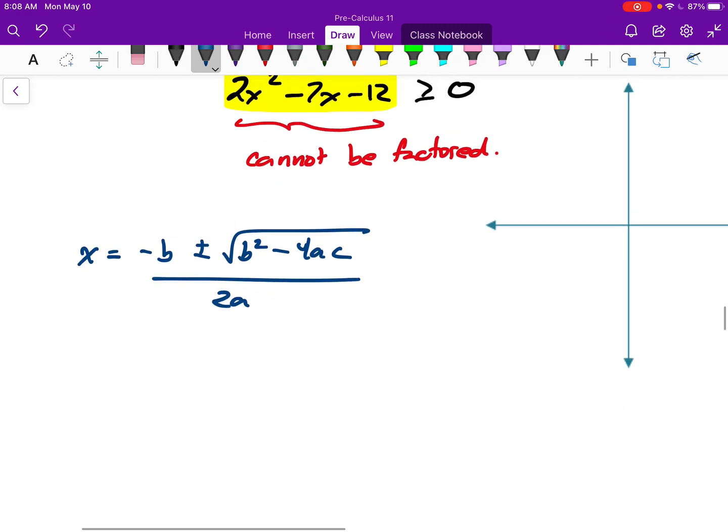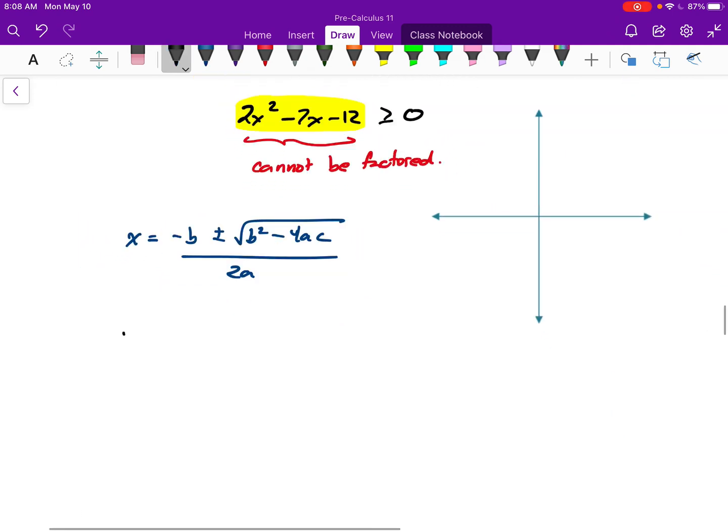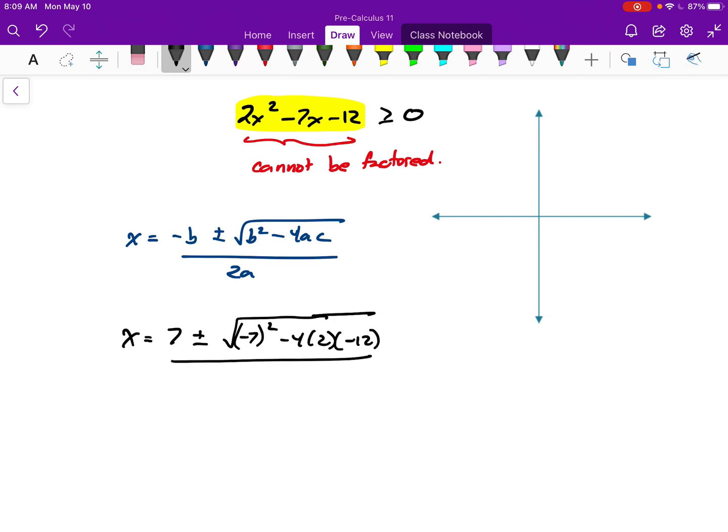So in this case, I get positive 7 plus or minus the square root of negative 7 squared minus 4 times 2 times -12. And since we had a lesson on the quadratic formula, I'm not going to spend too long on that part.